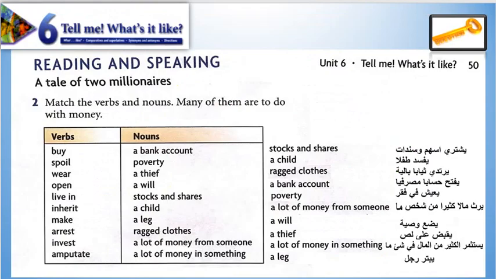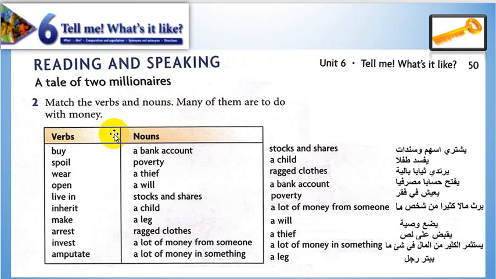Now, we come to reading and speaking on page 15. There is a text about two millionaires. You may see it in your book. The important thing about this topic is this exercise. Match the verbs and nouns. Many of them are to do with money.